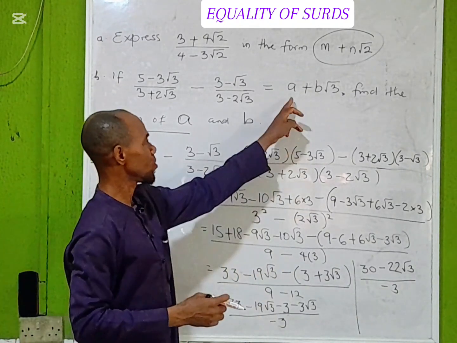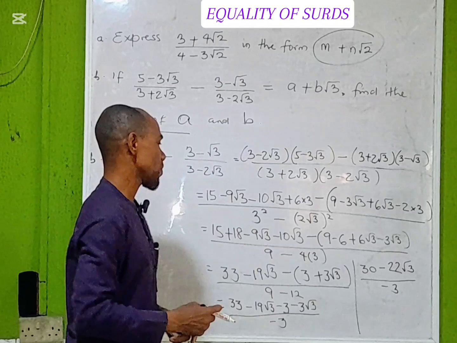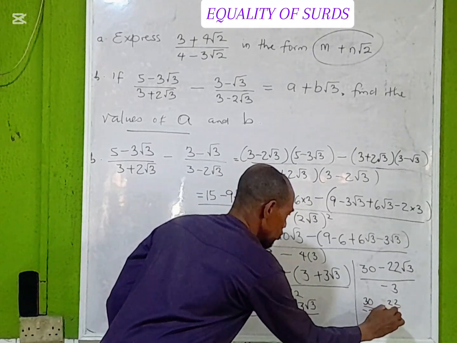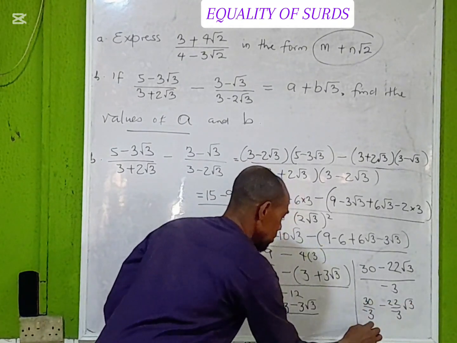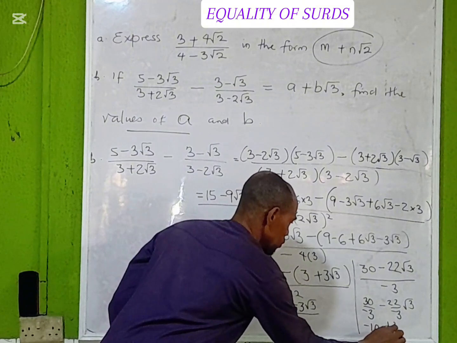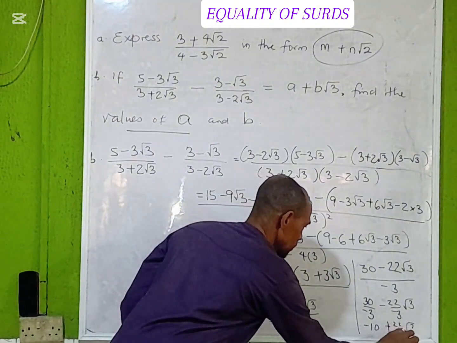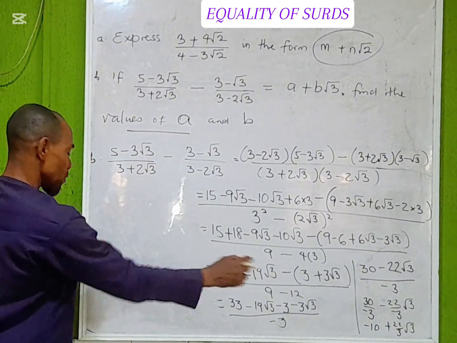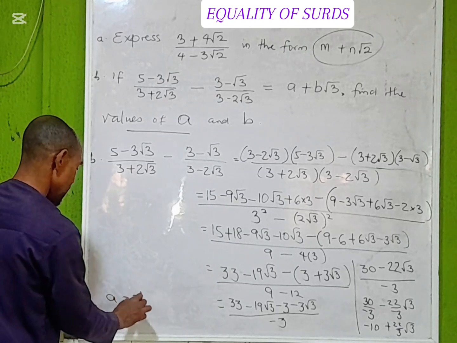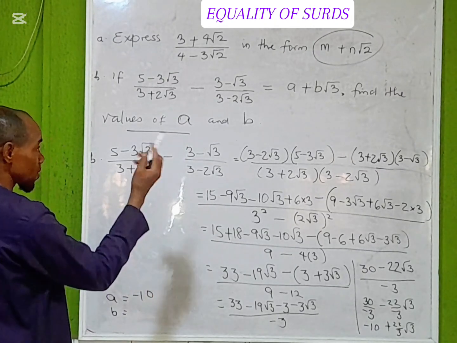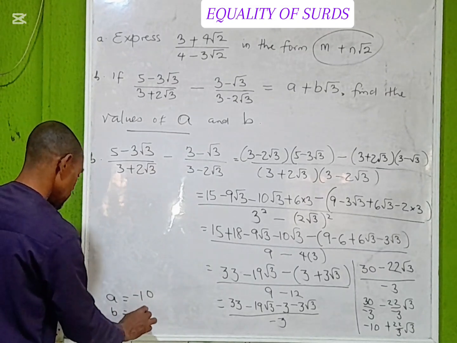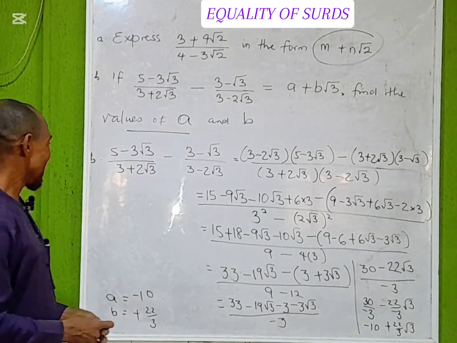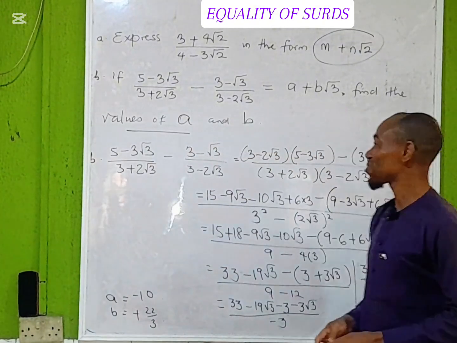However, we are told explicitly to express in separate terms. I'm going to have 30 over minus 3 minus 22 over minus 3 root 3, which becomes minus 10 plus 22 over 3 root 3. So in conclusion, find the values of A and B. We just compare: A is minus 10, and B, being the coefficient of root 3, is plus 22 over 3. And that is pretty much the end of the solution to question B as well.